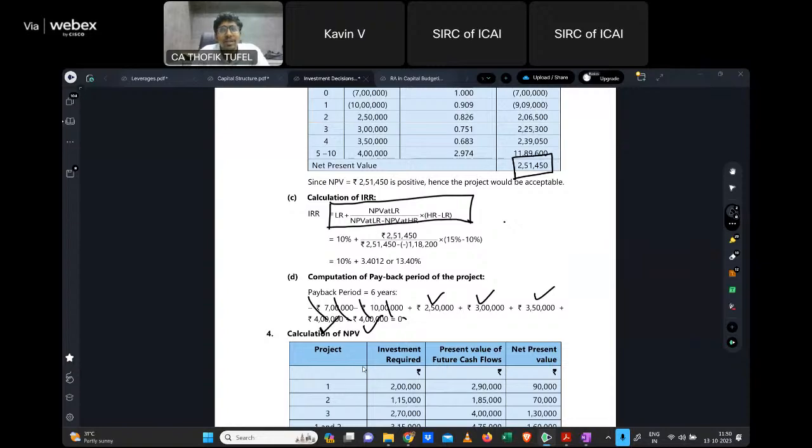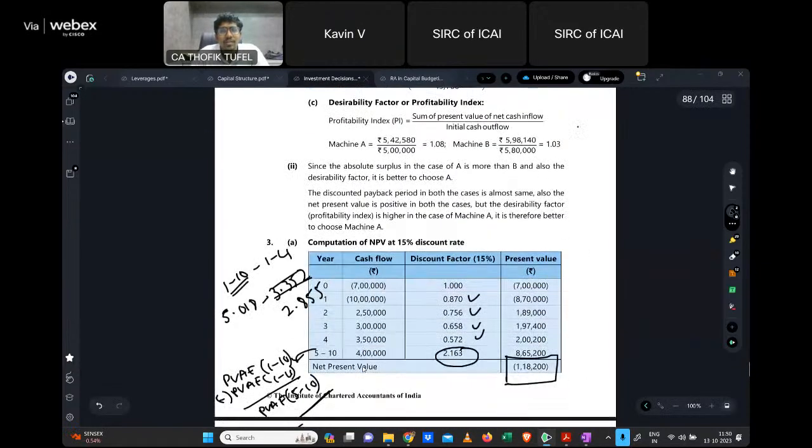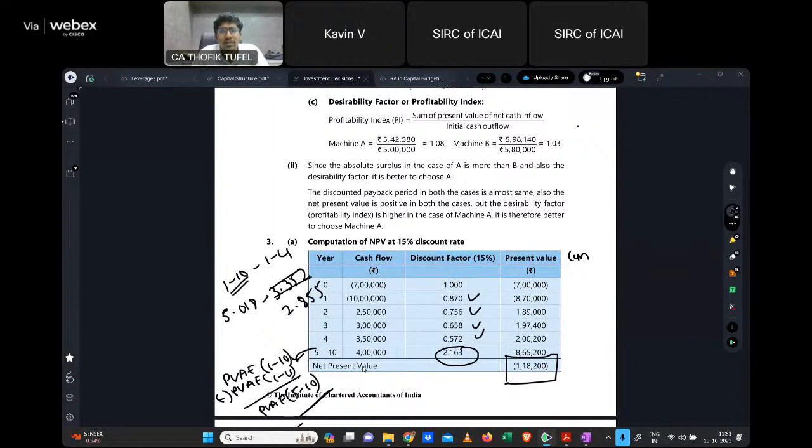You have to make a table like this. Just put a cumulative cash flow table here. From here it will start 2,50,000, then 5,50,000, then 9 lakh. 9 plus 4 will become 13 lakhs. Then put year 6, again 4 lakhs will become 17 lakhs.